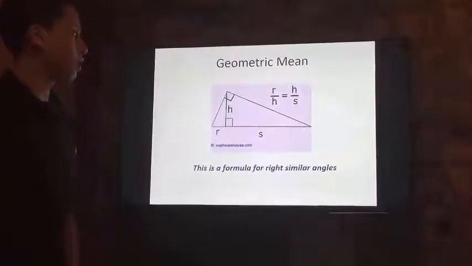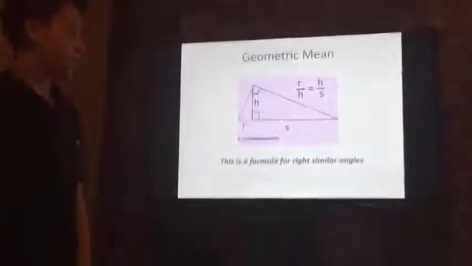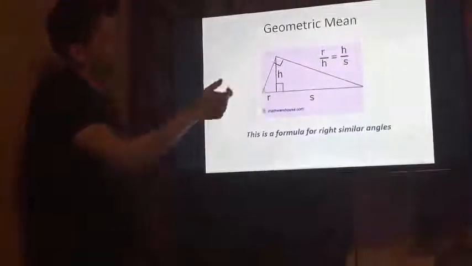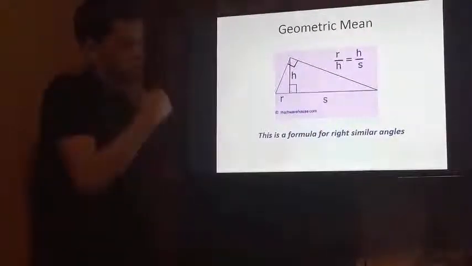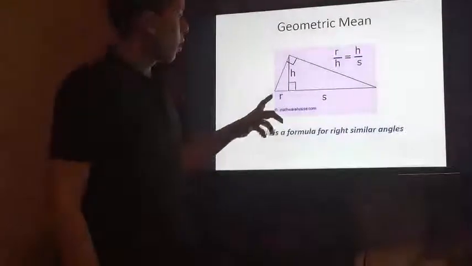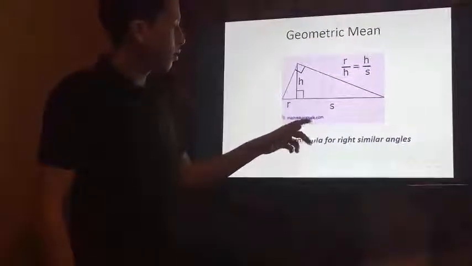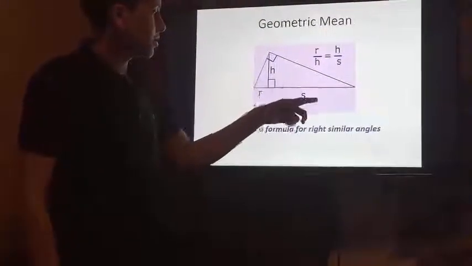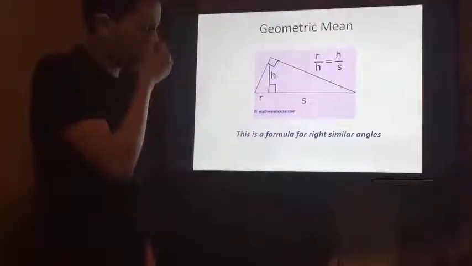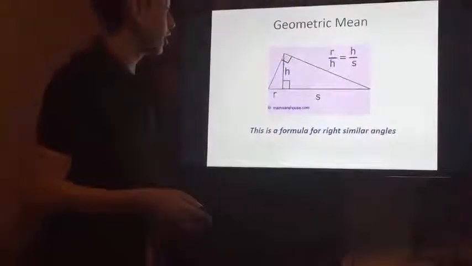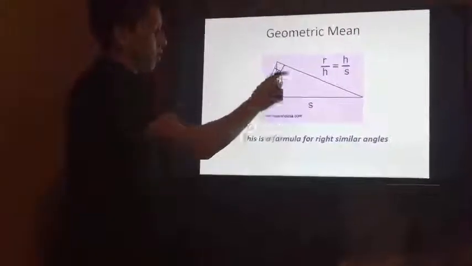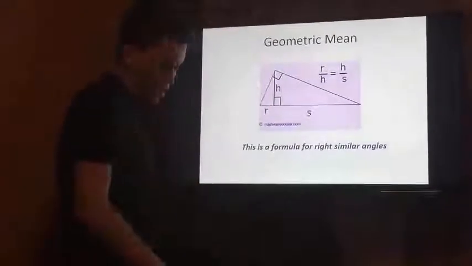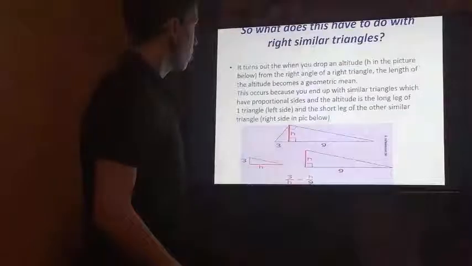Now I will talk about geometric mean. This is a formula for right similar triangles. As you can see here, it suggests that R divided by the height equals the height divided by S. So it's all about similar triangles, like similar triangles in a big triangle. Now you will understand better.